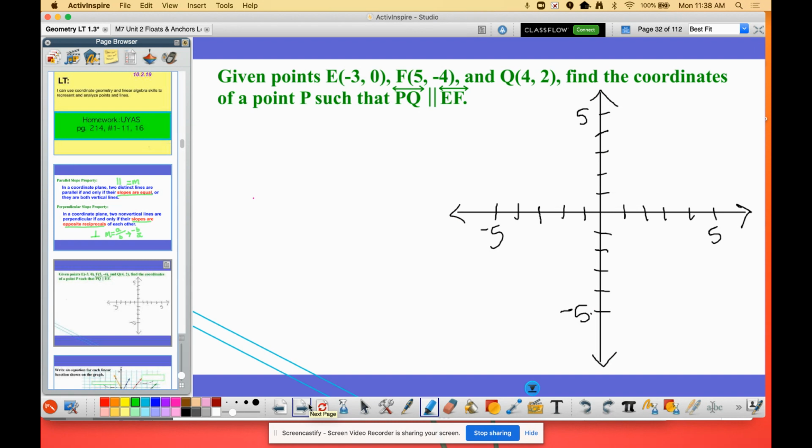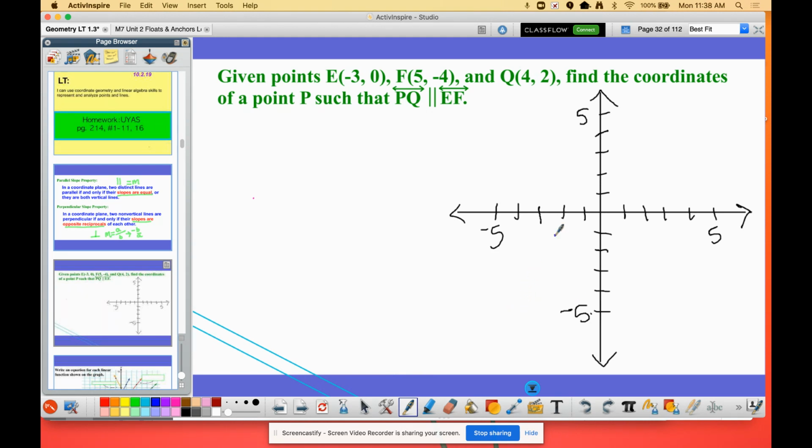For our first example, you'll want to make sure you get the coordinates down, and make sure that you have a coordinate plane. If you have graph paper, that would be a good idea for this because you're going to be able to see a couple of different ways that we can find the solution to this problem.